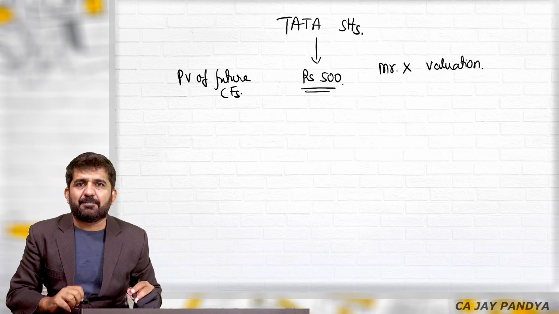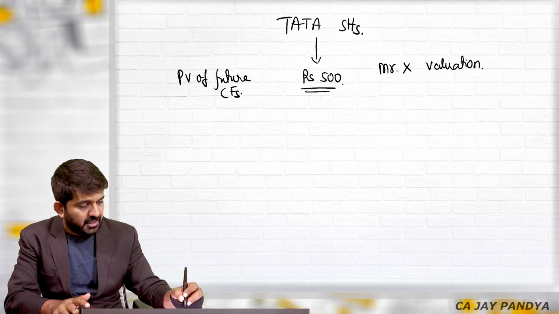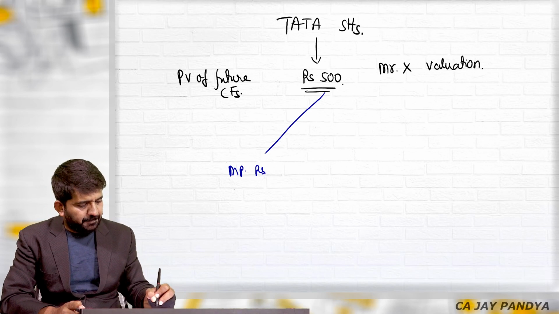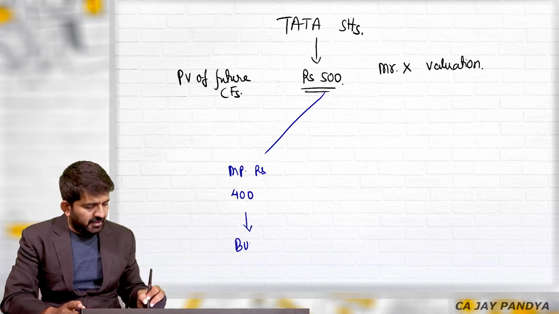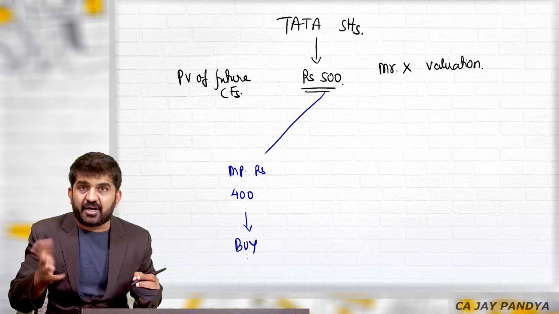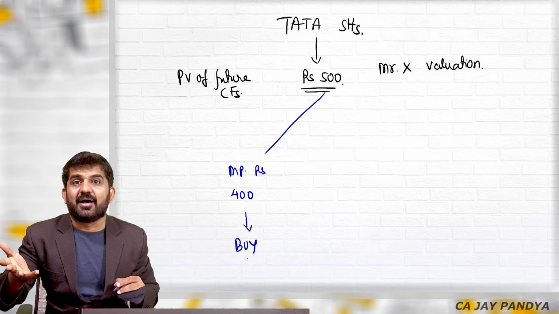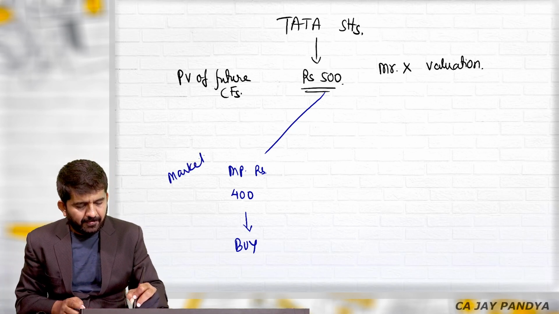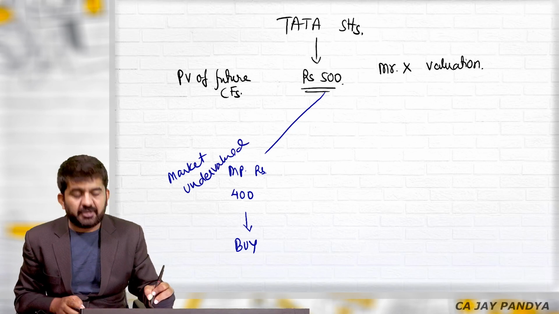He will open his laptop. He will see the television and see the market price of the Tata. If the market price is rupees 400, what he will do? He will buy or he will buy more. If he is already having Tata, he will buy more. Why? Market में सस्ता मिल रहा है. Technical wordings. Market has undervalued. It is same as market में सस्ता मिल रहा है.